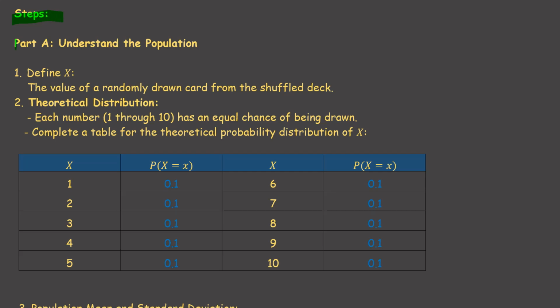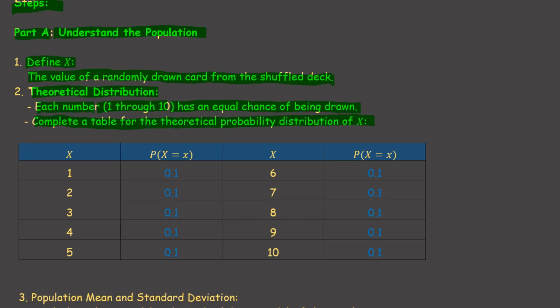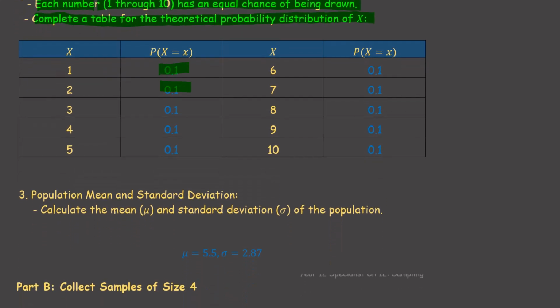So steps. Part A, understand the population. That's our uniform distribution. So define X is the value of a randomly drawn card from the shuffled deck, or if you like, a randomly generated number from your ClassPad. Theoretical distribution. Each number, 1 through 10, has an equal chance of being drawn. Complete a table for the theoretical probability distribution of X. And you can see I've done it here. All of the probabilities are 0.1 for 1 to 10, and of course those probabilities therefore add up to 1.